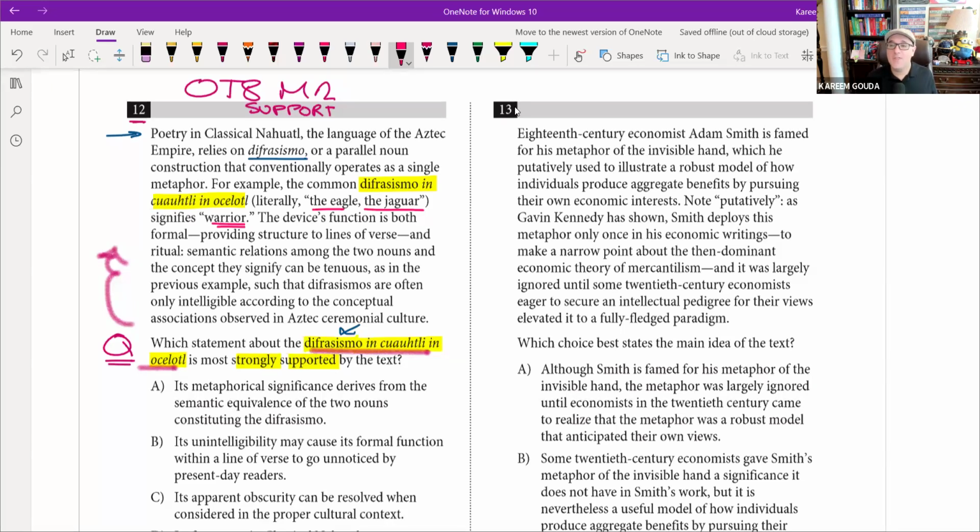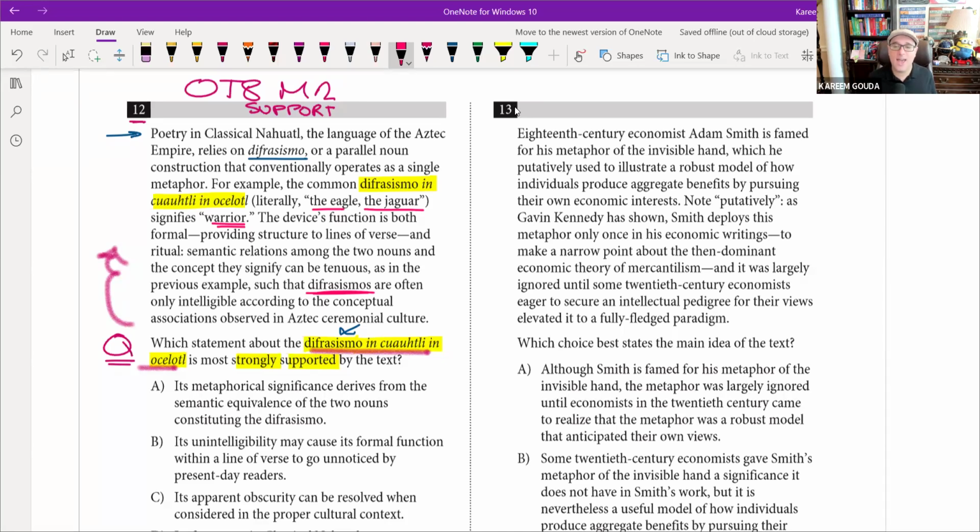The device's function is both formal, providing structure to lines of verse, and ritual. Semantic relations among the two nouns and the concept they signify can be tenuous, as in the previous example, such that diffrasismos are often only intelligible according to the conceptual associations observed in Aztec ceremonial culture.